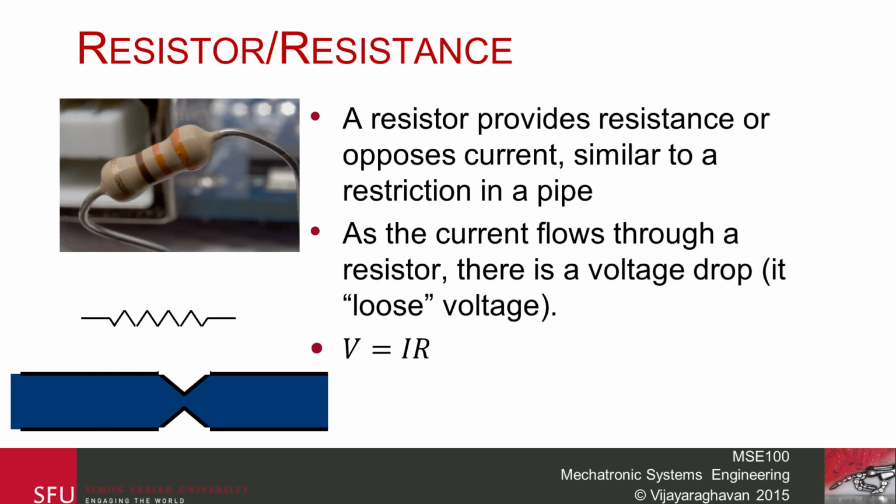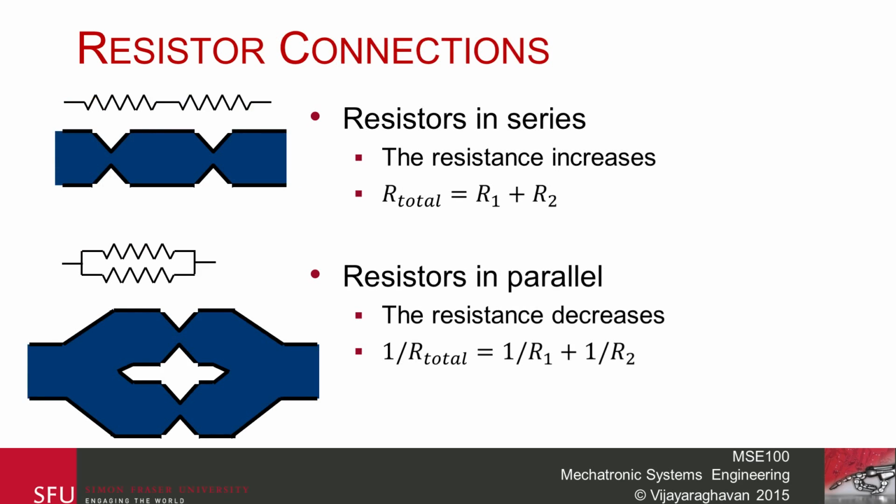So, this is not really used as much in electronic circuits, but it's a little bit important to know. Typically when you take resistances and connect them together, they're known as connecting resistances in series. With resistances in series, the total resistance increases. The effective resistance is given by R1 plus R2.